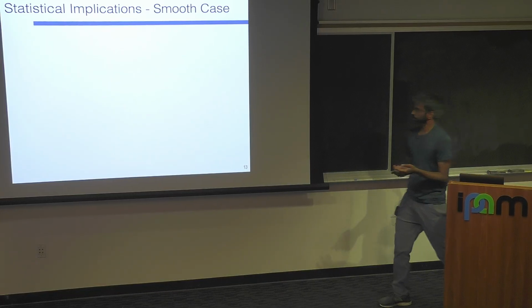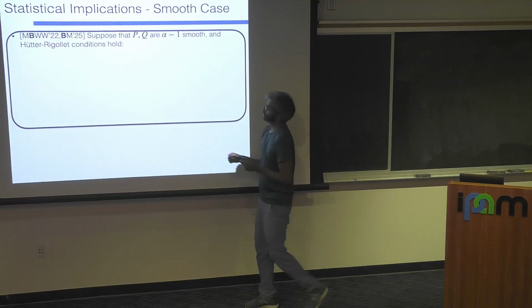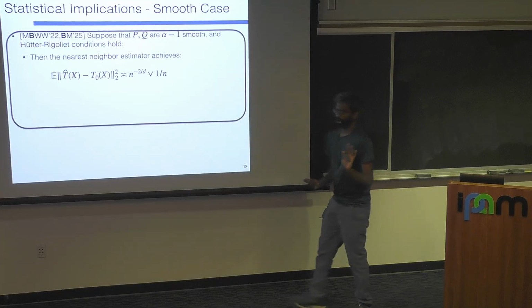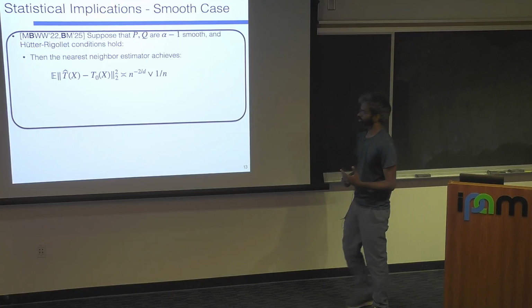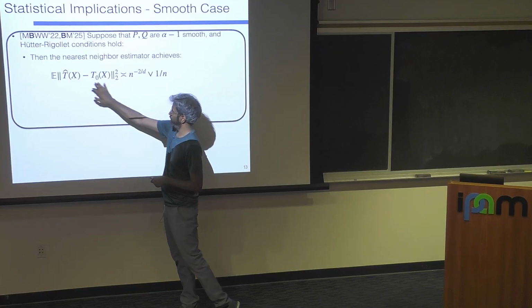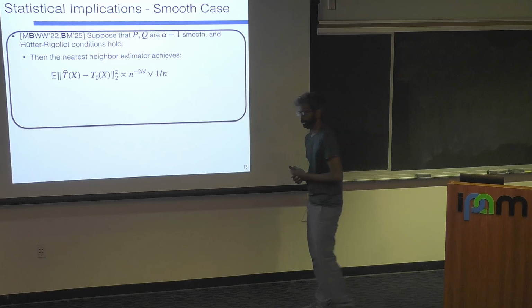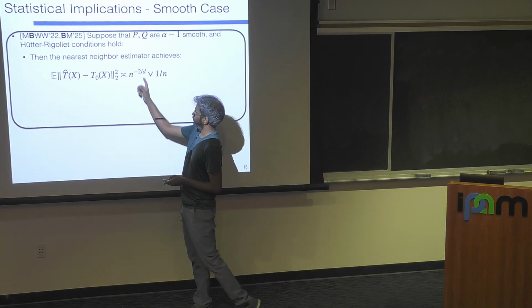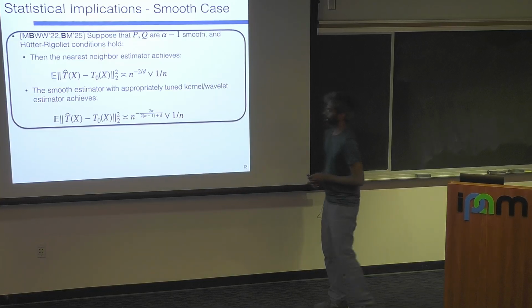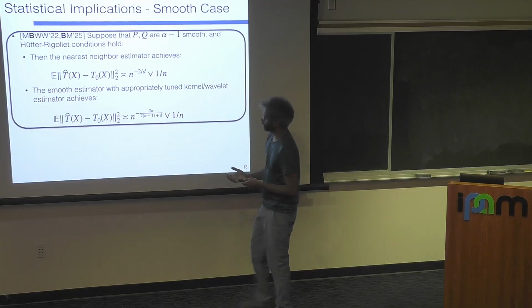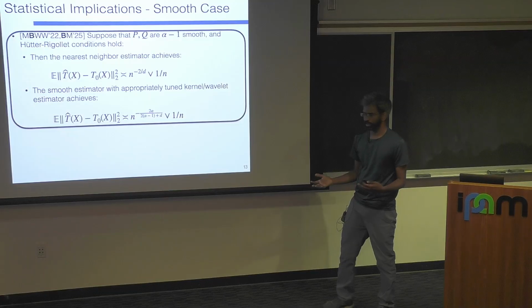And so what were we able to prove? Suppose that P and Q are alpha minus 1 smooth, and all of Hütter and Rigollet's conditions hold. Then one thing that you can show is that the nearest neighbor map will achieve this rate n to the minus 2 over d. This is the natural scaling that you would expect when alpha is 1. And when alpha is bigger, the nearest neighbor map, as I told you, doesn't exploit smoothness in the right way. So when alpha is bigger than 1, you need to use something like a kernel or wavelet estimator.